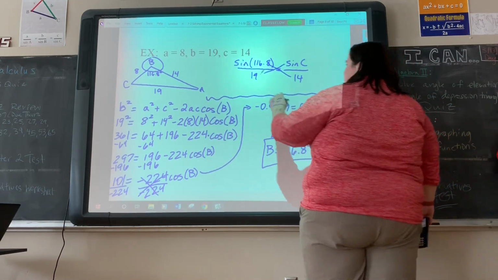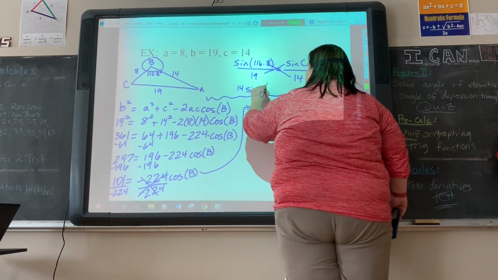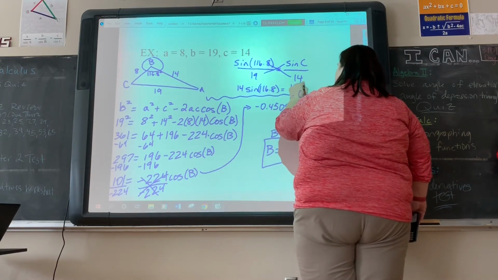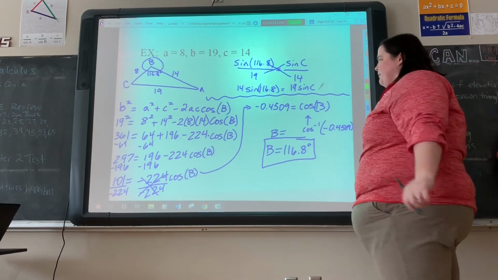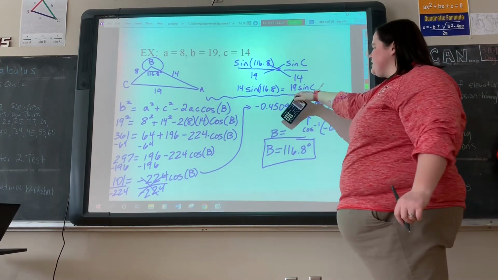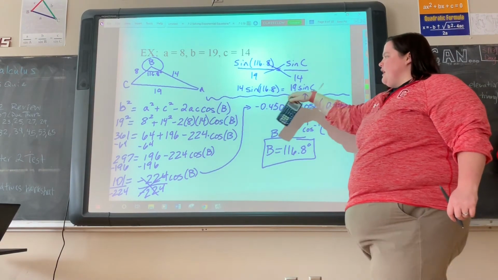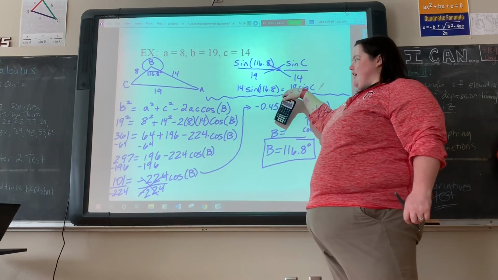So I'm going to cross multiply. So I got 14 times the sine of 116.8, and that equals 19 times the sine of C. Okay. So it's a little bit different because we're finding an angle. Like I said, I put one of these on your worksheet on Wednesday. So we're going to do 14 times sine of 116.8, and I'm going to divide that by 19.